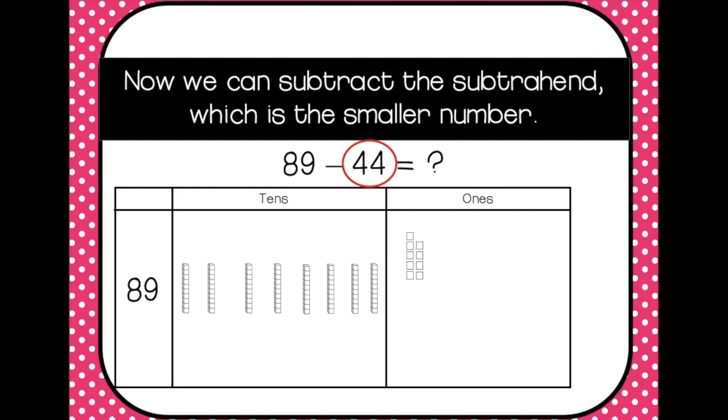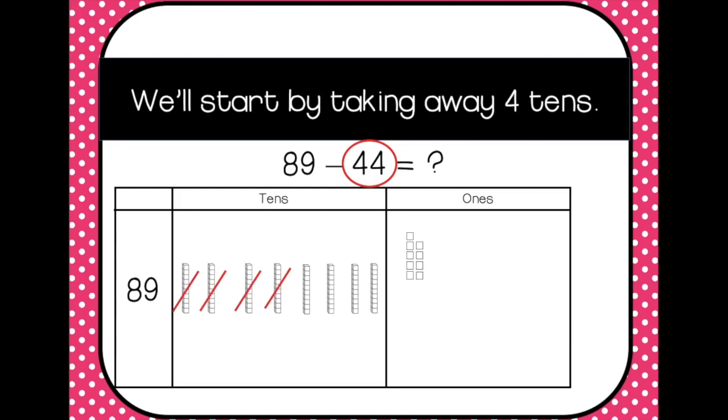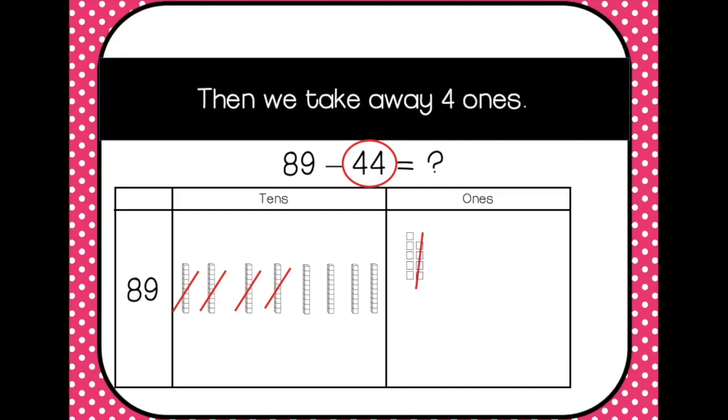Now we can subtract the subtrahend, which is the smaller number in a subtraction question. Our subtrahend is 44, so we're going to start by taking away 4 tens. You can see that I've crossed them out in this example, but you can show subtraction however you'd like. Now we're ready to take away 4 ones. So I took away the 4 ones.